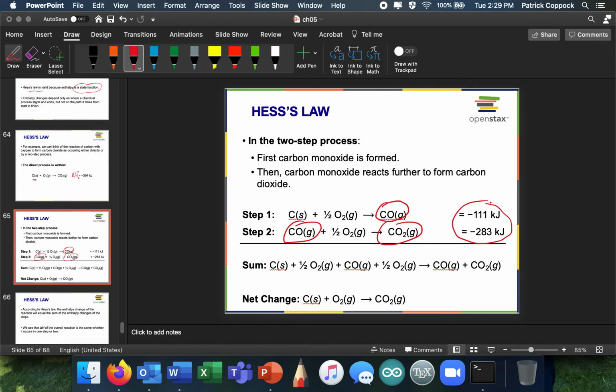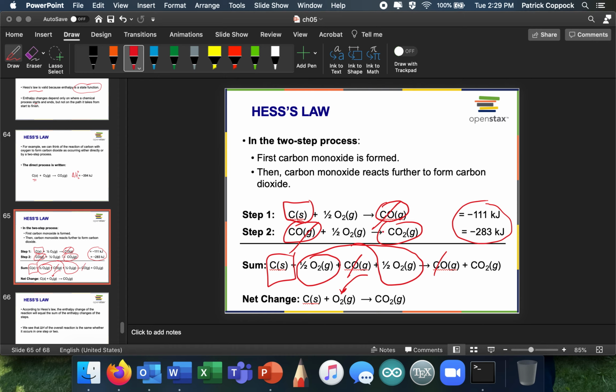We can just simply add those two up because these cross off, right? And when you add the oxygens together, you get 1. And then our carbon monoxide crosses off with carbon monoxide. Can you see how you add those two reactions together and you get the same thing? Okay, so this is Hess's law.